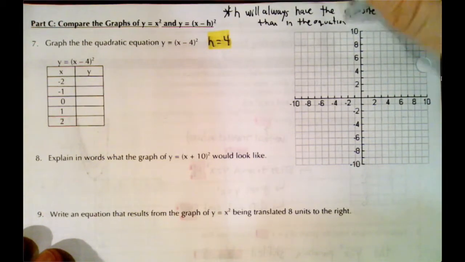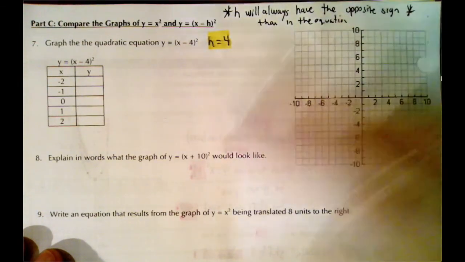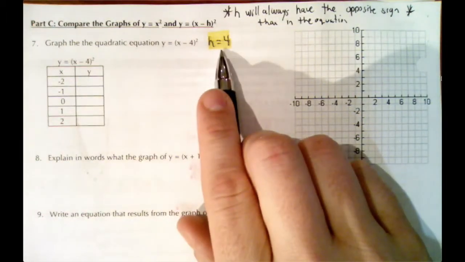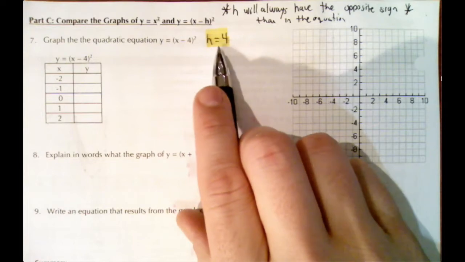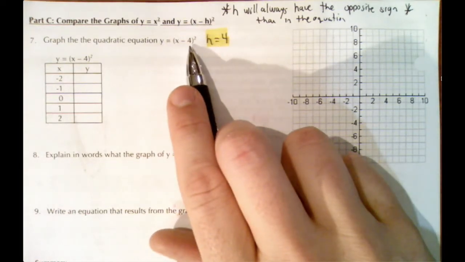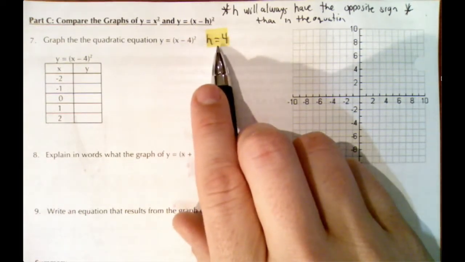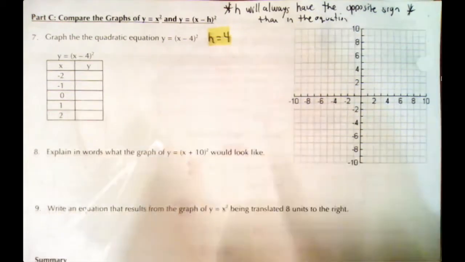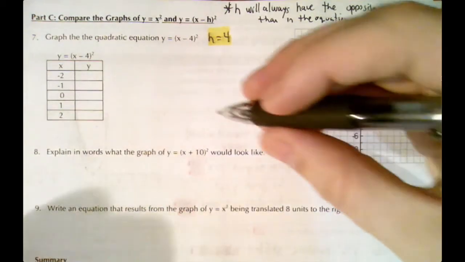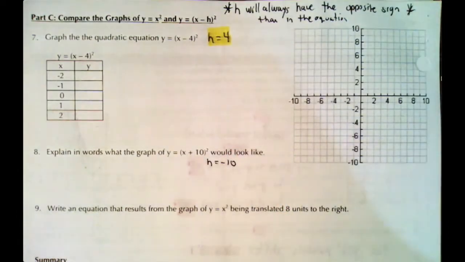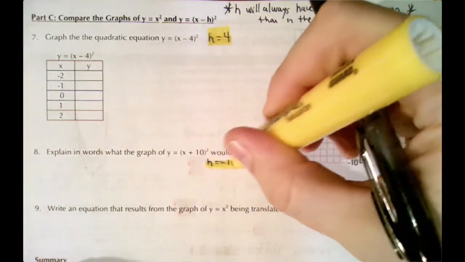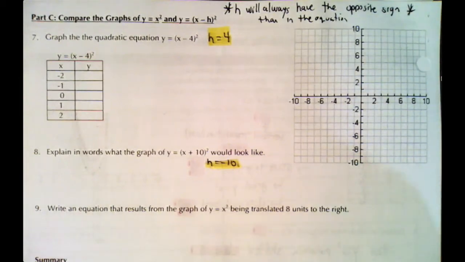So what's that mean? Well, h is going to tell you which direction we're going to shift, and if you did the investigation yesterday, you saw that h was a shift left-right. If h is 4, because of the opposite sign, this is going to be 4 to the right because right is positive. In this one, h would be negative 10, opposite sign. So we'd expect this one to shift to the left. It's kind of a spoiler. So let's see if we can come up with a graph.